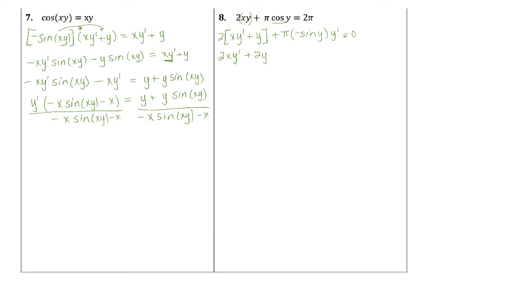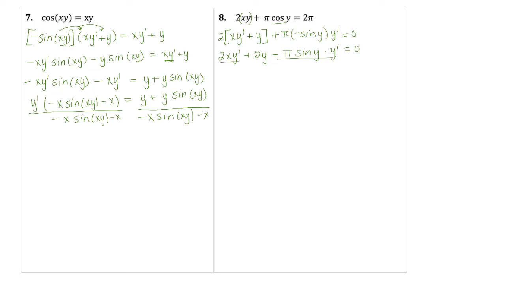And over here we have negative pi. I don't know why in the world I put that equal sign there. So we're going to say minus pi sine y, and all that again times y prime equals 0. So we're now ready to move over some stuff and factor out our y prime.